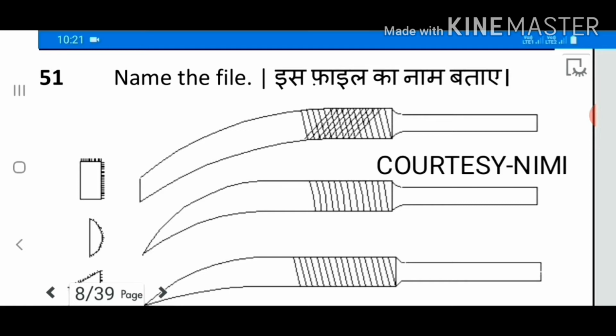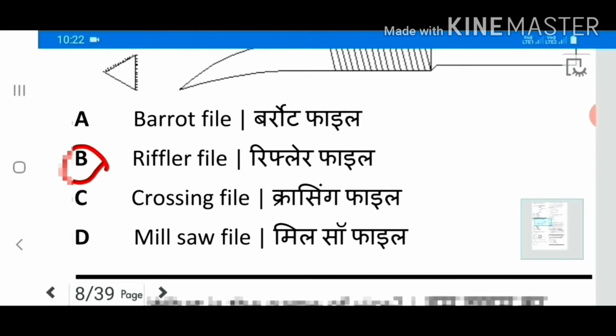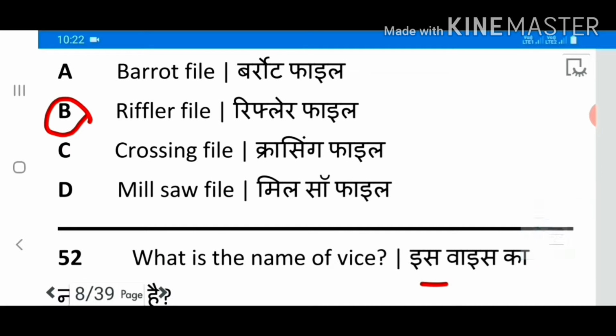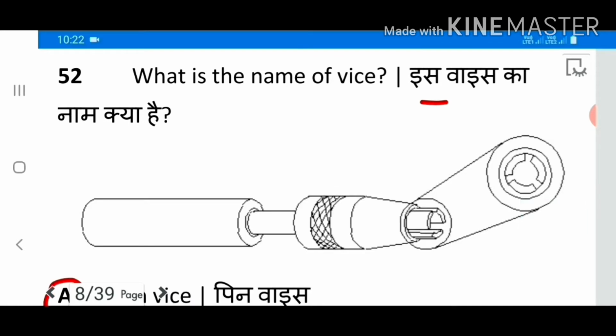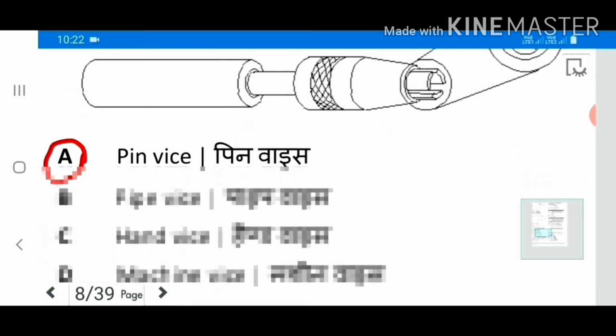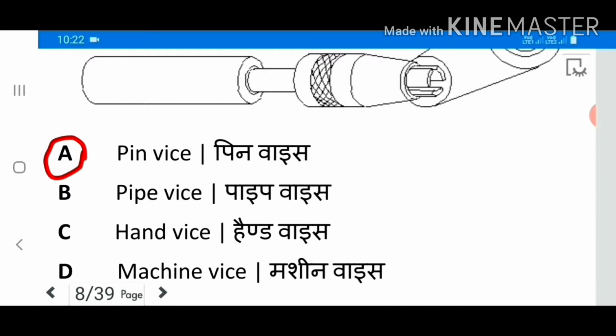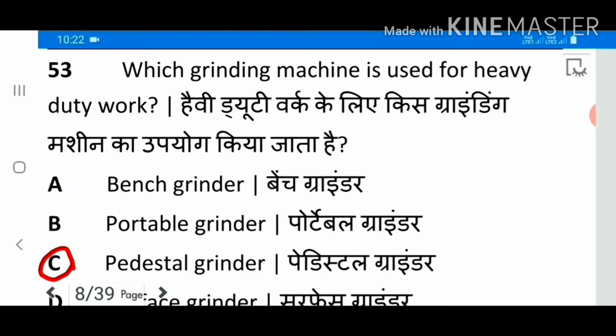Question number 51. Name the file. Answer B. Riffler file. 52. What is the name of voice? Answer A. 53. Which grinding machine is used for heavy duty work? Answer C. Pedestal grinder.